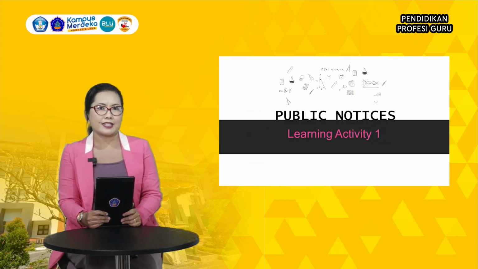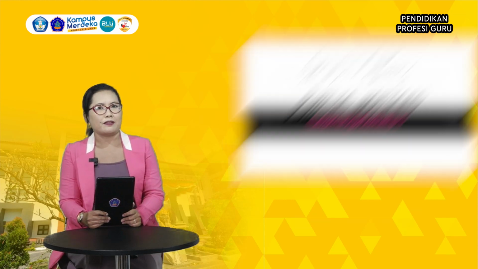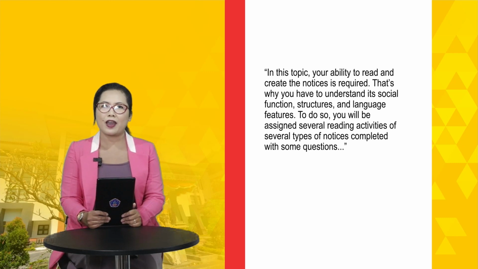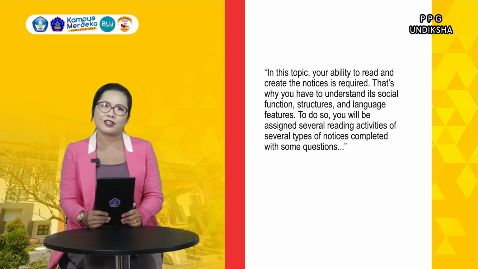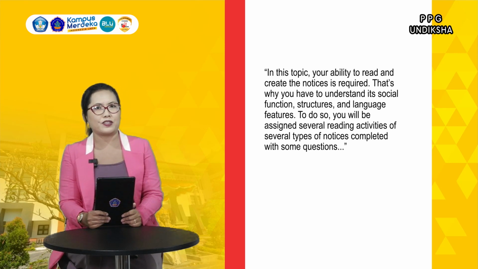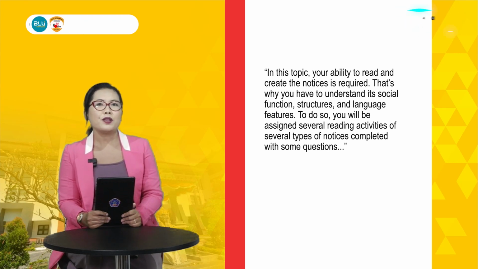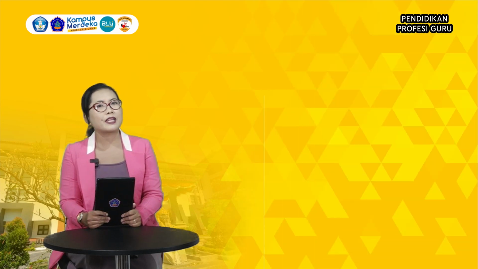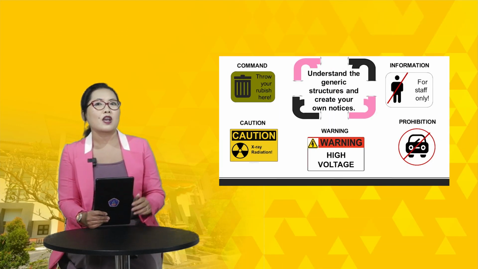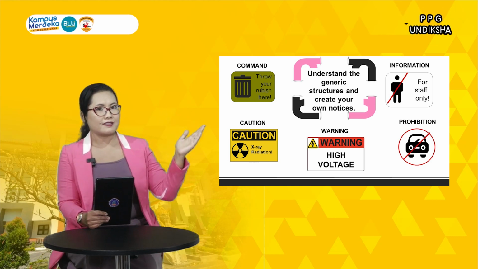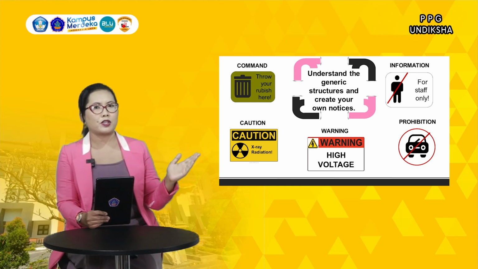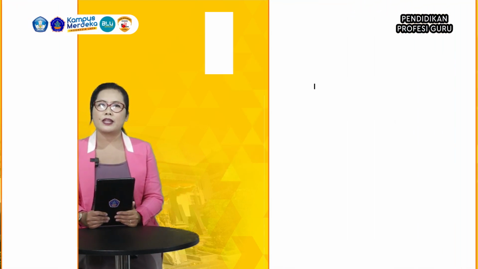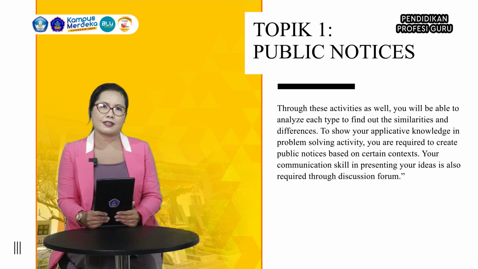Topic 1, Public Notices. In this topic, your ability to read and create the notices is required. That's why you have to understand its social function, structures, and language features. To do so, you will be assigned several reading activities of several types of notices completed with some questions, such as comment, caution, information, prohibition, and warning. Through these activities as well, you will be able to analyze each type to find out the similarities and differences.